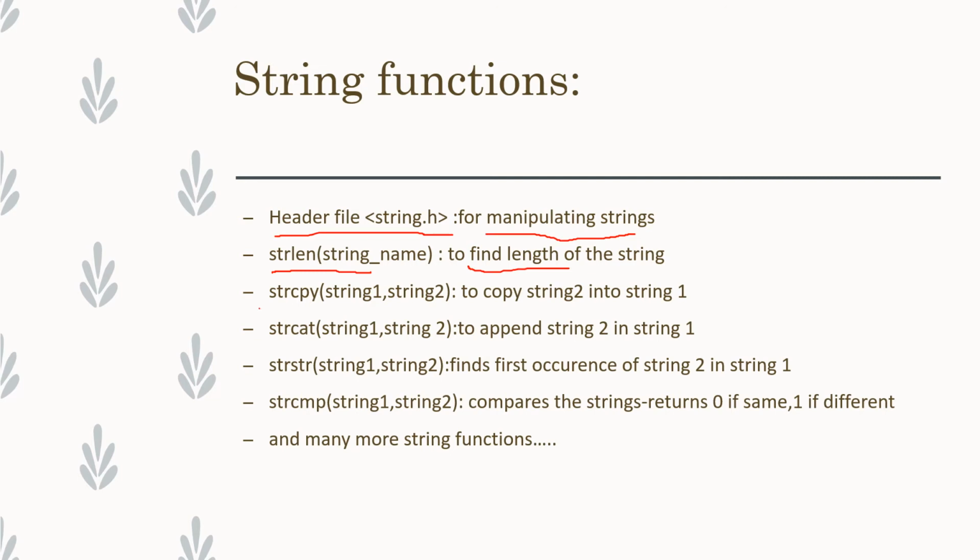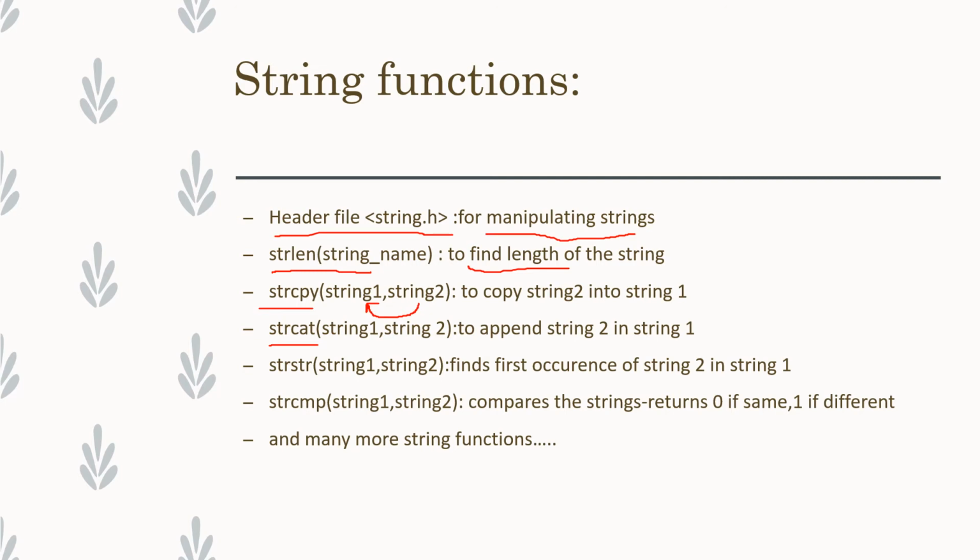The second one is string copy, which is written as strcpy. What it does is copy string 2 into string 1. Whatever my string 2 is, that will be copied into string 1. The third one is strcat, which is the short form of string concatenation. String concatenation, in the sense that I'm concatenating the second string onto the first. Suppose I have the first string as hello and the second string as world, and I use string concatenation. That means it concatenates the second string onto the first, and my output will be hello world.